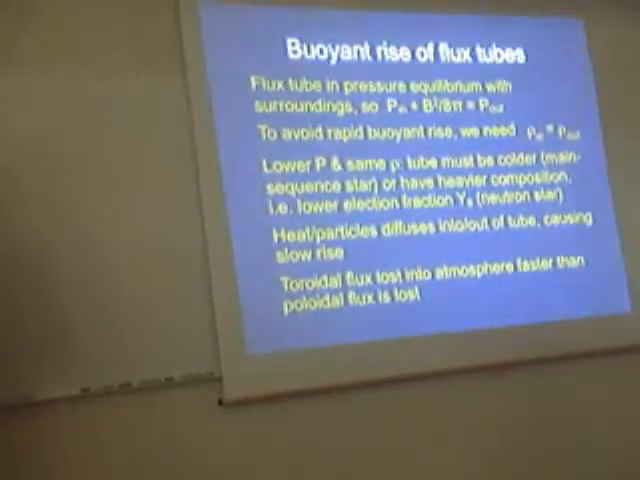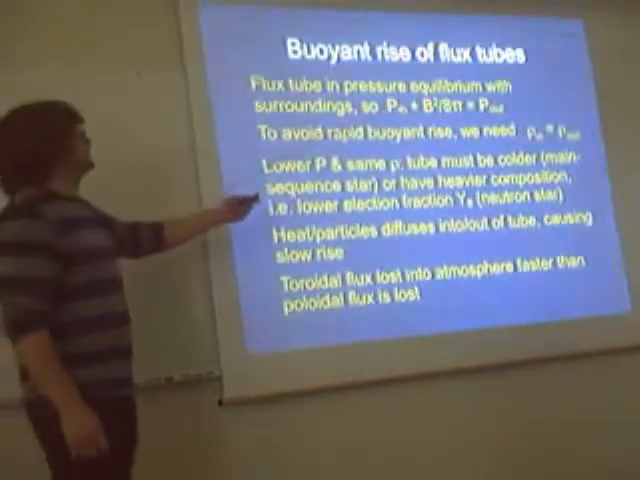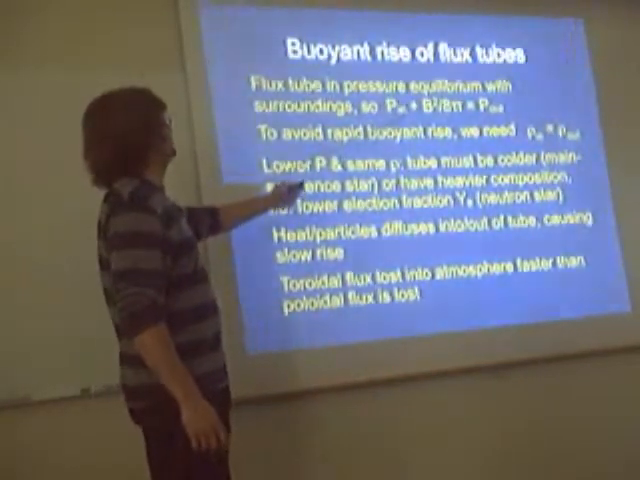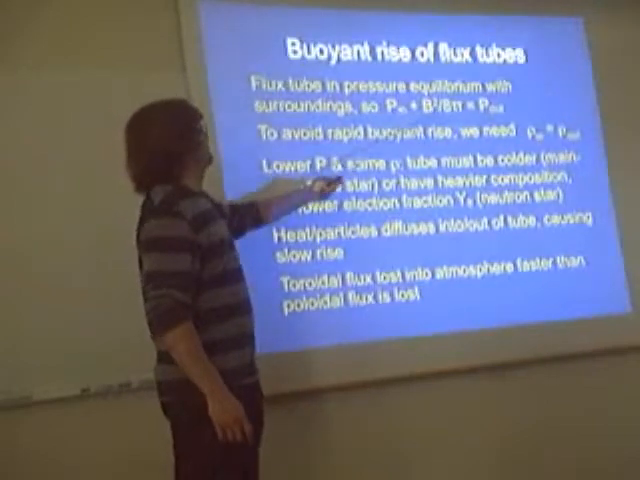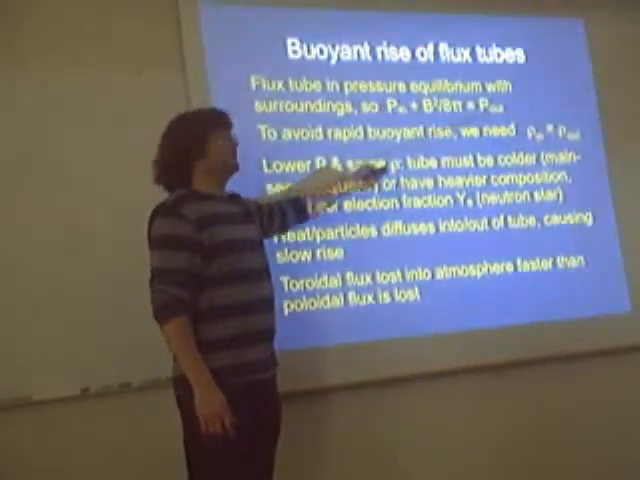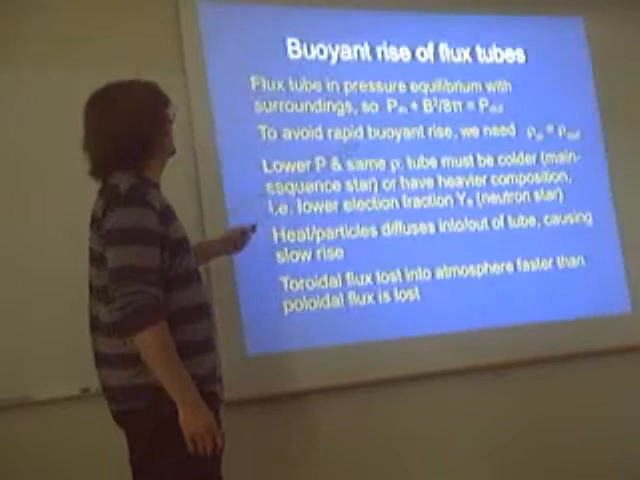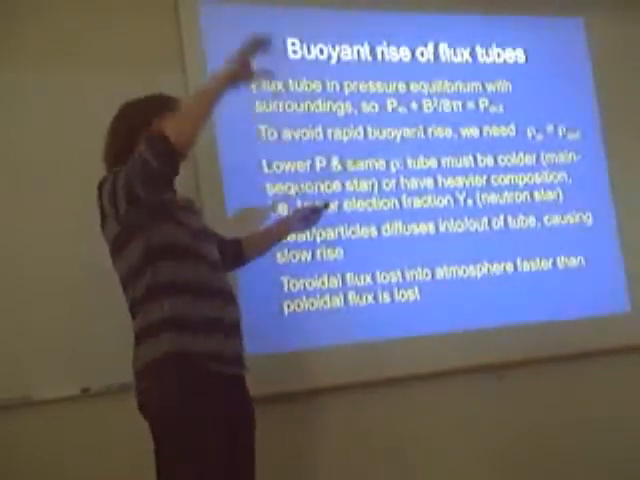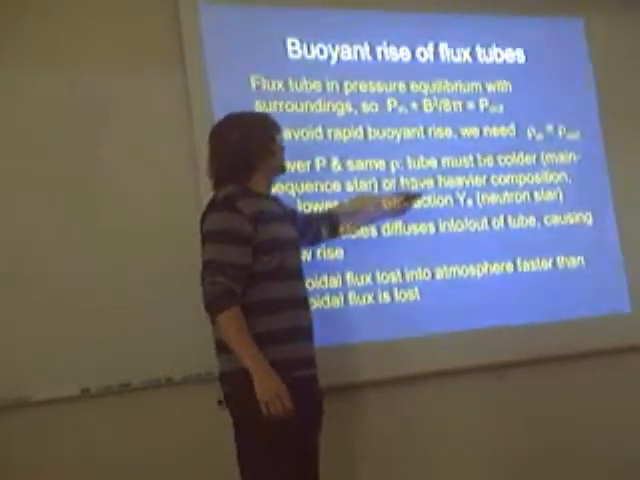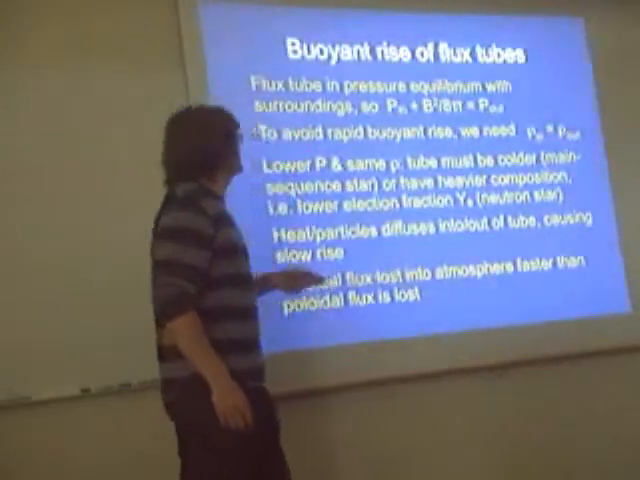Okay, so this buoyant process I mentioned. How does this work? If you imagine a magnetized region of the star, one of these flux tubes, surrounded by a less magnetized or non-magnetized region, they're going to be in pressure equilibrium. So the thermal pressure inside plus the magnetic pressure inside this region has to be equal to the pressure outside. If this thing is not to rise or fall on a rapid timescale, we need the densities to be the same as well.